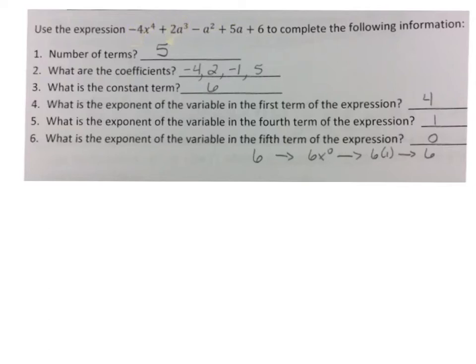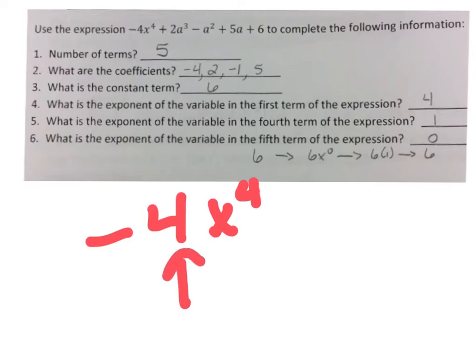Then second of all, it says, what are the coefficients? Well, if you look, the number in front, like negative 4x to the fourth, that number next to the variable is your coefficient. So in this case, there's 4, there's 2. Now, in this a squared, there's a 1 in front of it, so that's negative 1, and then 5. 6 is not a coefficient. It does not have a variable attached to it. But what is 6? 6 is actually your constant.